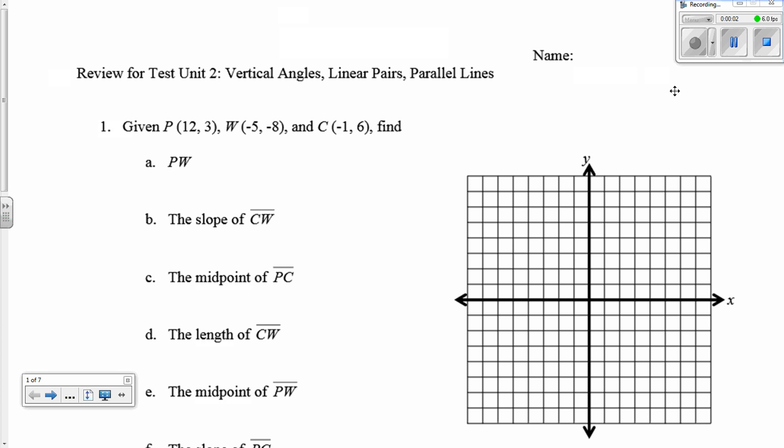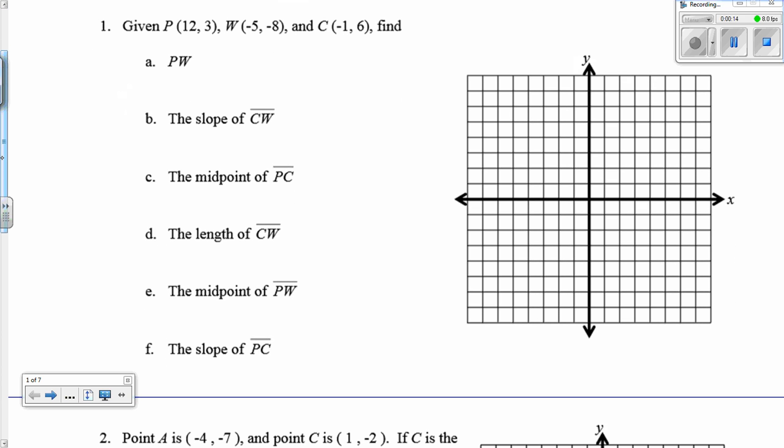All right, so this is the review for test unit 2, vertical angles, linear pairs, and parallel lines. To start off, we have a review from unit 1, just to make sure we are all keeping everything together and remembering our stuff. So I'm going to use the graph, or not, because we're out of space. So I'm going to do it by hand this time.